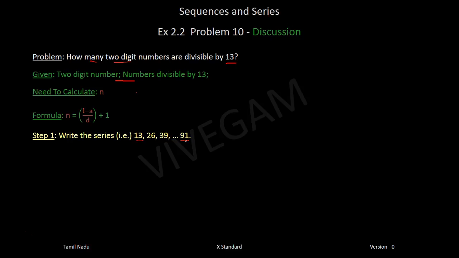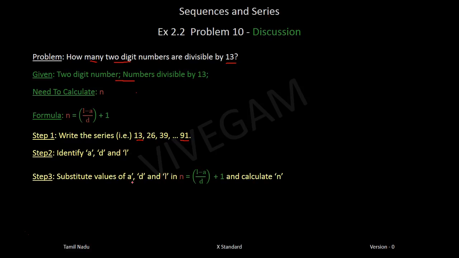Once this is done, everything else is straightforward. So what we need to do? We need to identify A, L and D. This is what is required in the formula, right? A, L and D. A is 13, L is 91, D is the difference, which is nothing but 26 minus 13, that is 13, because we have been writing the series as a multiple of 13, so 13 will be the difference. That's all it is.